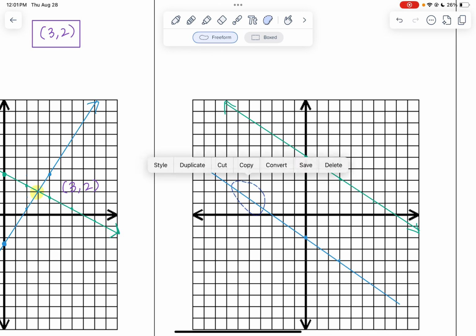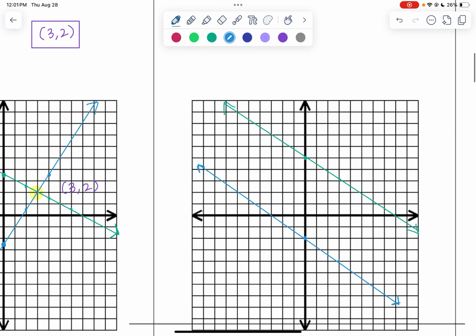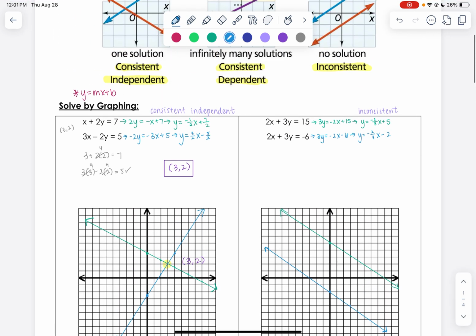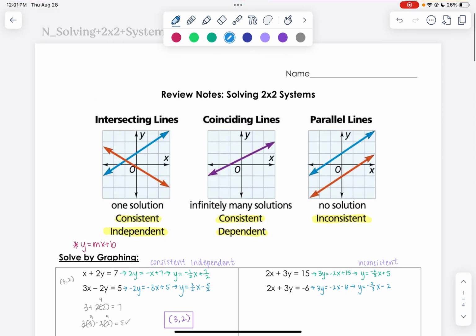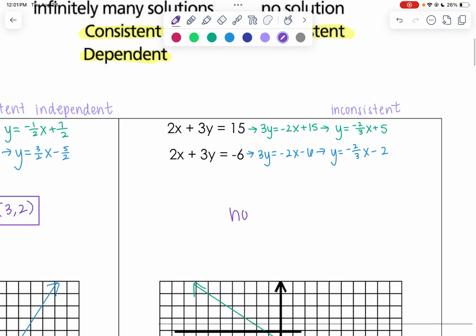Therefore, there's no solution. There's no values that would work for both of your equations. And that's essentially what a system is, trying to find the numbers that fit for both of your equations, the x and y that satisfy both of them. So no solution, nothing works.